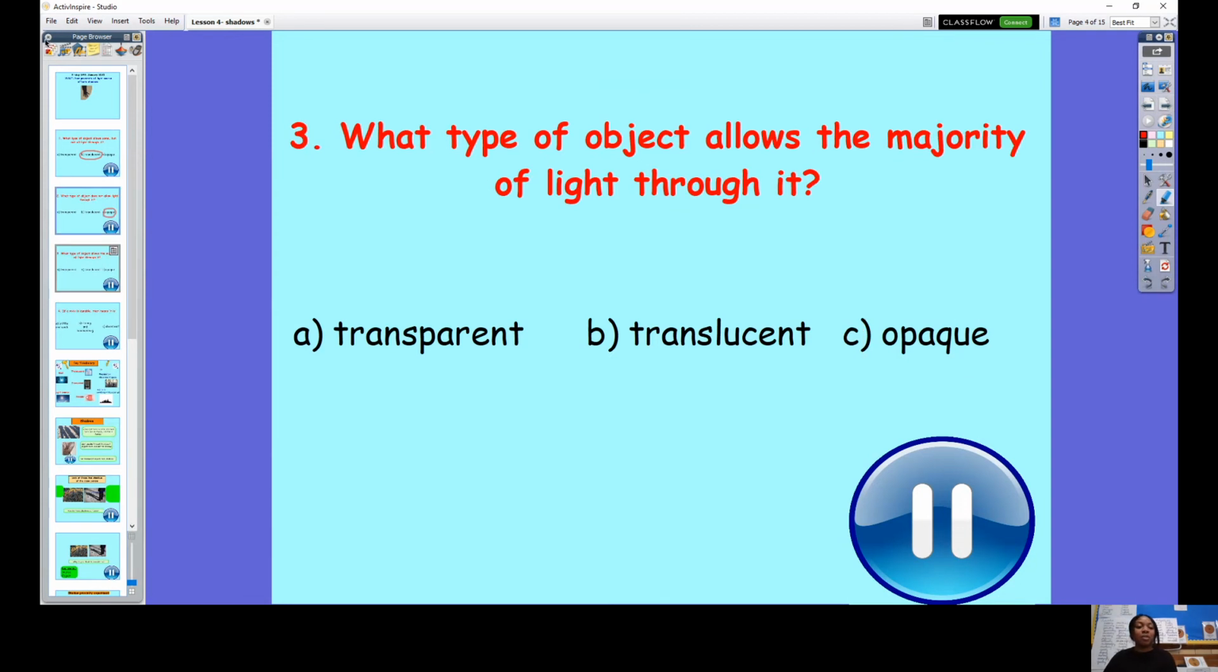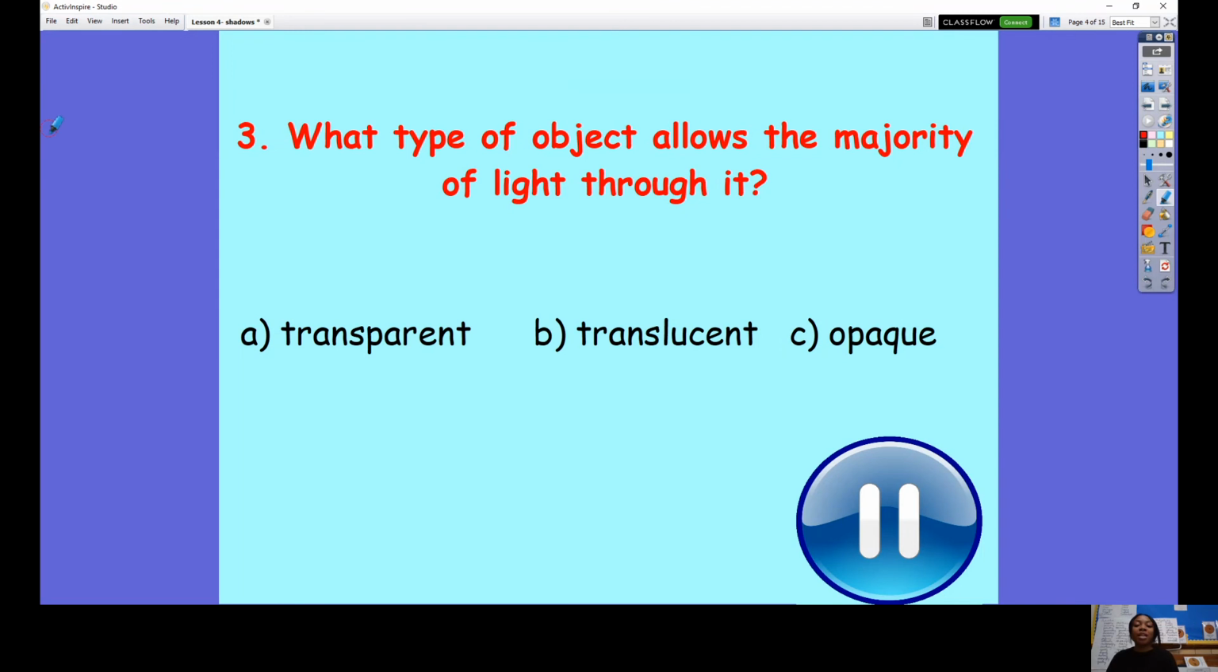Next question. Let me just hide this. What type of object allows the majority of light through it? So it allows most of the light through it. Is it A, transparent, B, translucent, or C, opaque? Pause the video and answer the question. The answer is A, transparent objects allow the majority of light through.